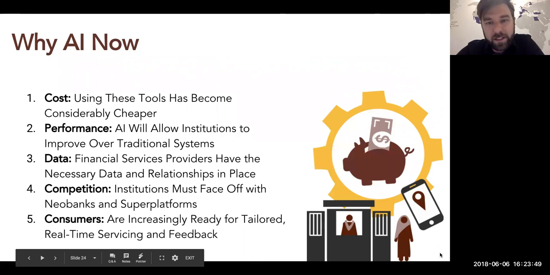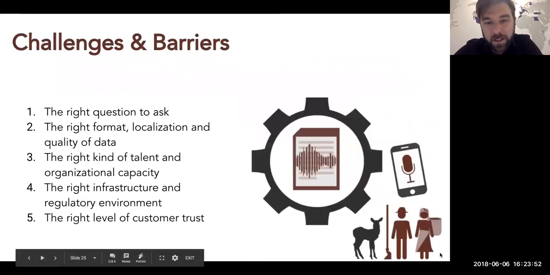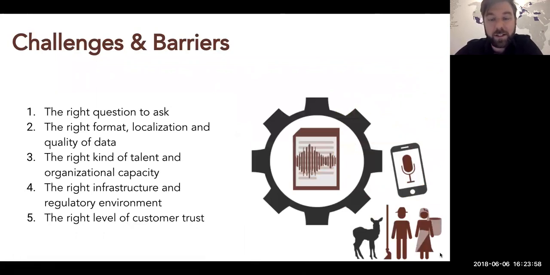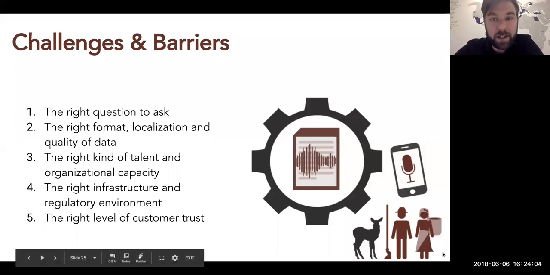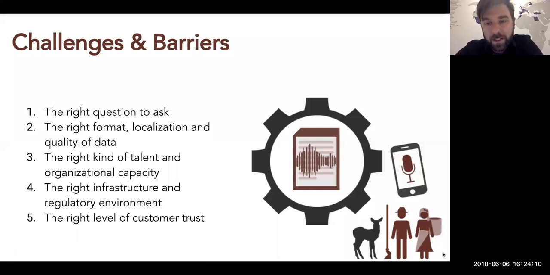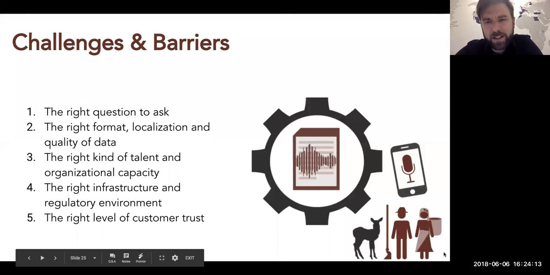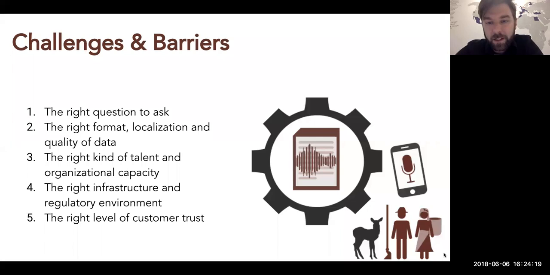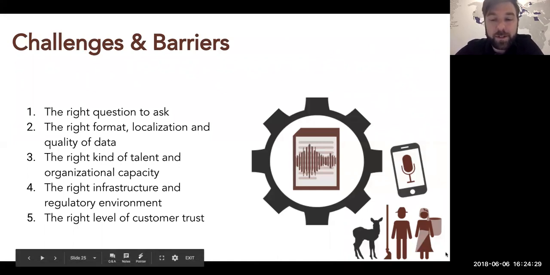But there do exist, on the next slide, some challenges and barriers that we have to admit in order for this to become practically useful. The first we already discussed, which is the right question. We have to make sure that we're asking questions that are useful in the world and that can be solved by AI. There are questions you can ask that currently are not suitable for AI to try to solve. We mentioned data, so that is broken down further into format, localization, and quality of data that's available. Capacity, so the right kind of talent and expertise on a financial service provider's team is quite important to making this a reality.